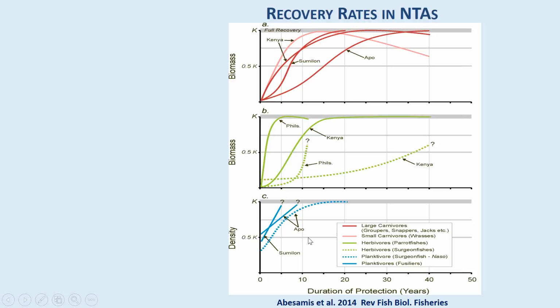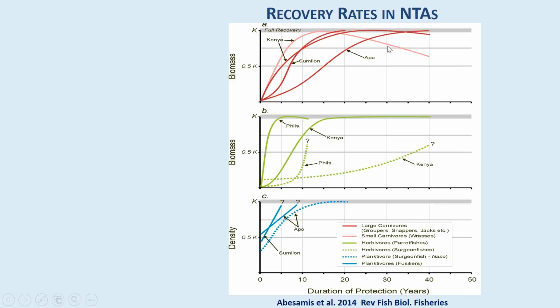If we start looking at the planktivores, things like fusiliers that we get in the Asia-Pacific region, they grow quite quickly and their populations recover within about 5 to 10 years. Other planktivores, such as surgeonfish or unicorn fish, take a bit longer, 15 years. If you go up to the green ones, these are your herbivores. If you look at the solid green lines, they're parrotfishes. In the Philippines, they recover really quickly within about 5 years, but in Kenya they take much longer, maybe 15 to 20 years. Surgeonfishes take longer than parrotfish because they are longer lived.